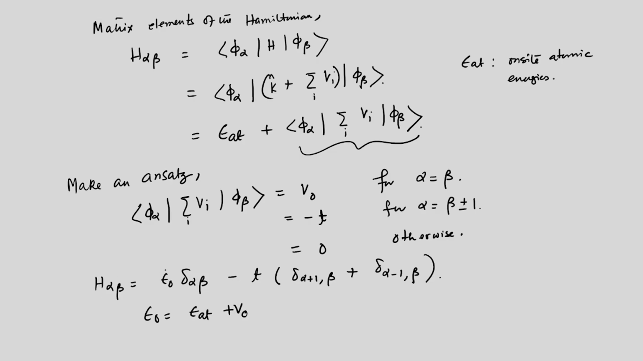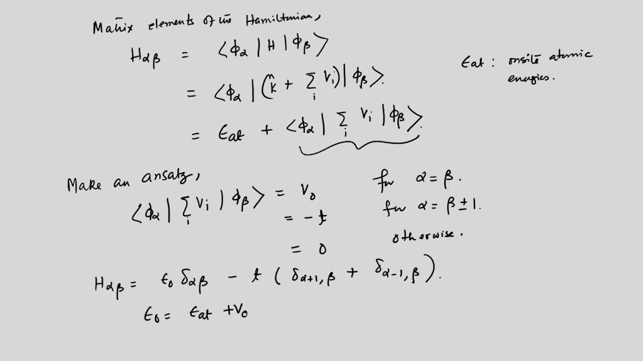Anyway, this gives you the diagonal elements of H alpha beta, and minus t lies on just the band above the diagonal and below the diagonal, and this is the form of this Hamiltonian. The energies are obtained within this tight binding approximation as this. So, this is the tight binding approximation, and this is the energy corresponding to that.